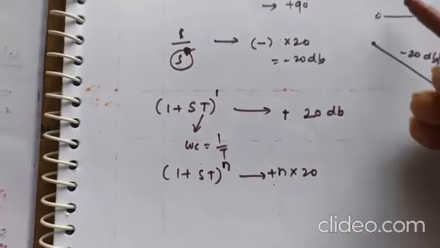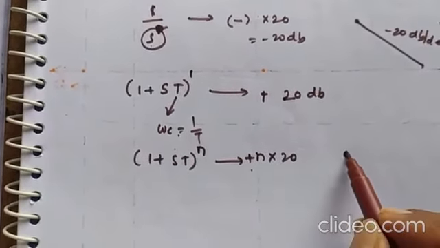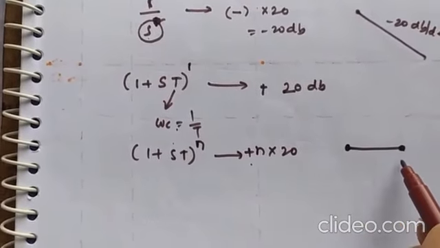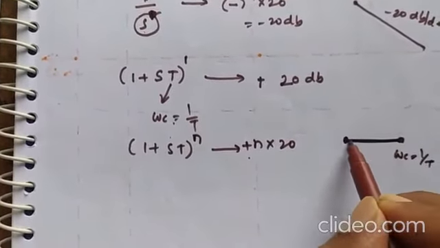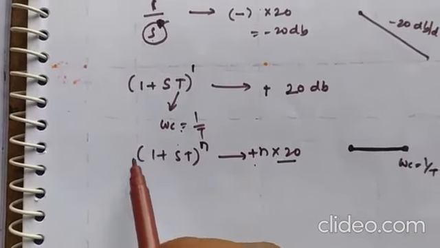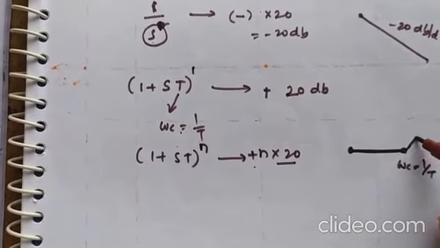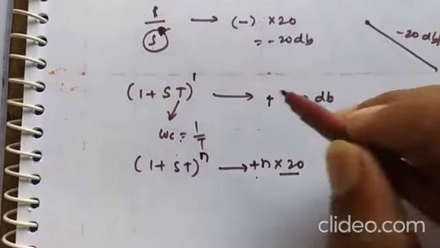Okay, here there is a slight difference. To find out the corner frequency, from 0 to the corner frequency the magnitude should be 0, that is, along the 0 axis. But this is in the numerator, so after the corner frequency it should be on the positive side. It is again plus 20 dB if its power is 1.